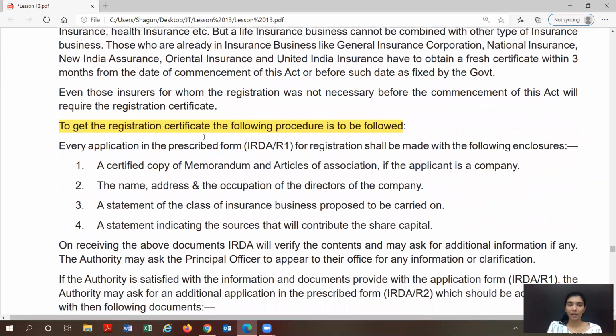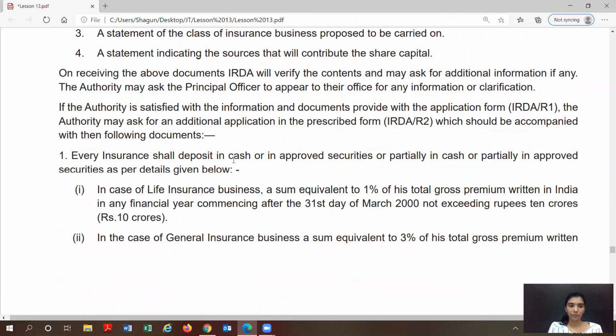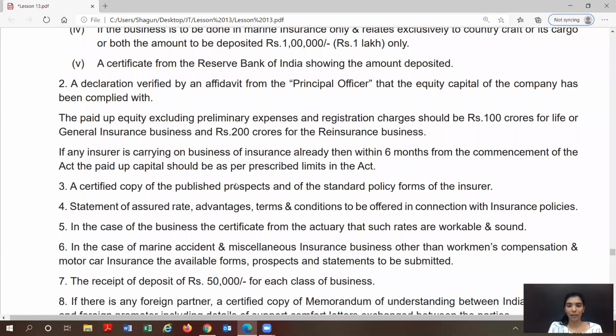Procedure for obtaining registration under IRDA Act is you have to submit your MOA, AOA, then the name, address, and occupation of the directors, a statement which class of insurance business you will do, and a statement indicating the sources that will contribute to the share capital. Basic information कोई भी business का you need to do. ये सारे documents आपको required है, you can just read.